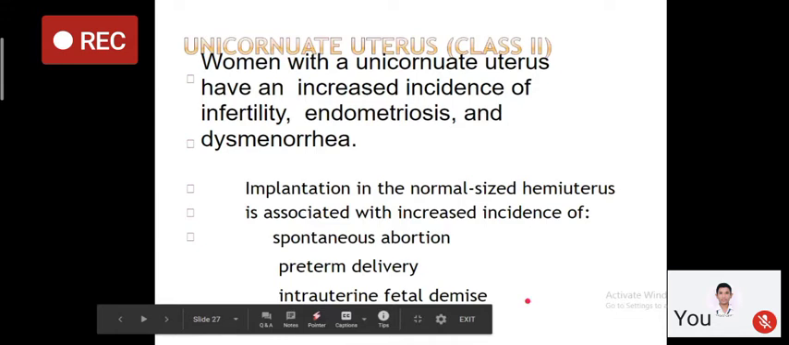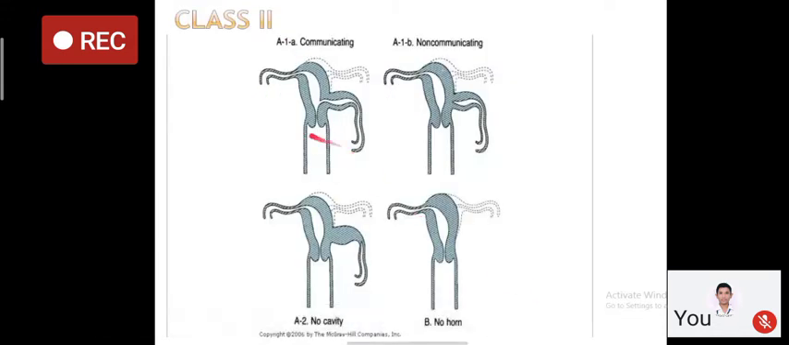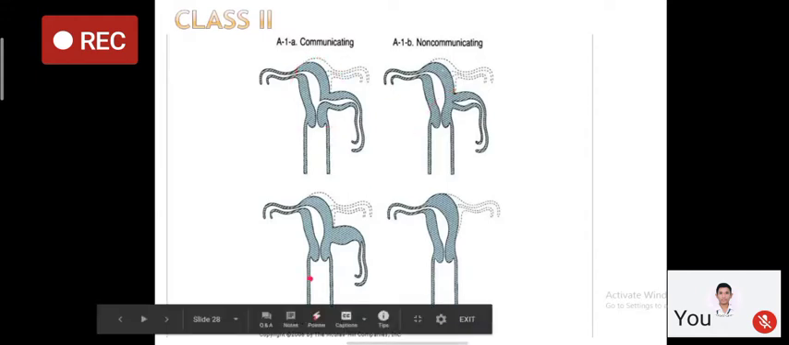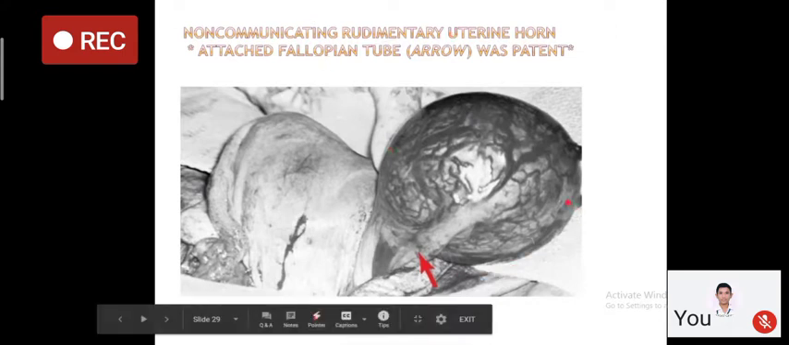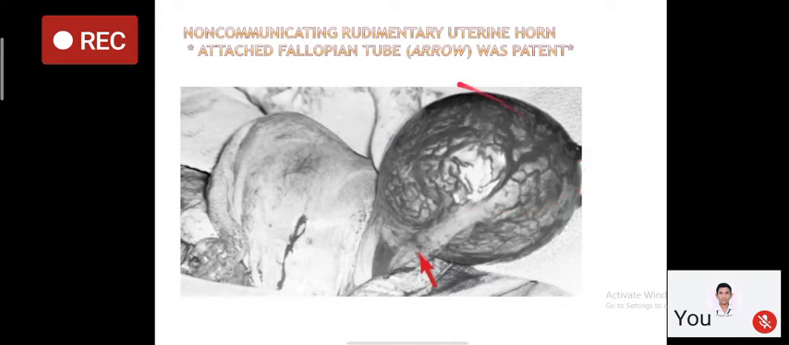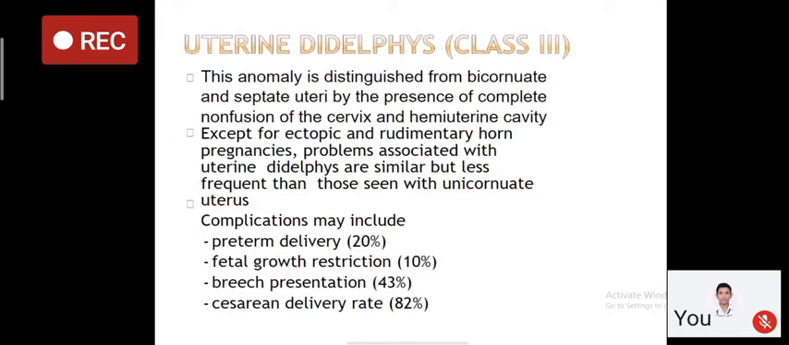rupture of the uterus. So class 2: I have already told you communicating, non-communicating, no cavity, no horn. There are four types of pictures you can get in a unicornuate uterus. It is a non-communicating rudimentary horn attached with a fallopian tube. This is the picture where you can get an ectopic pregnancy. So you have to remove the non-communicating rudimentary horn by laparotomy or laparoscopy to prevent future ectopic pregnancies.